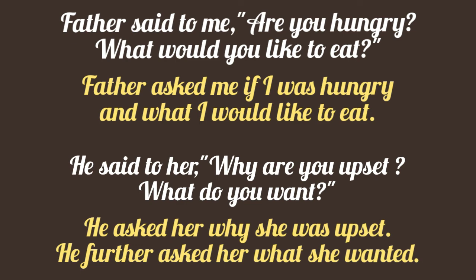Here both the interrogative sentences are first changed to assertive structures and they are connected with the help of the conjunction and. In the second example, we have two WH questions in the reported speech. He said to her, "Why are you upset? What do you want?" We may change these two WH questions into indirect speech in separate sentences also. He asked her why she was upset. He further asked her what she wanted.